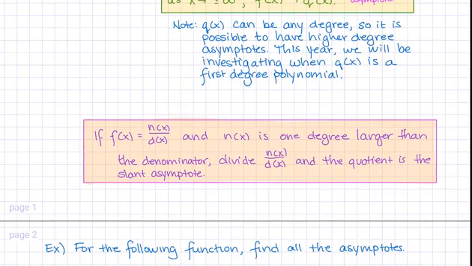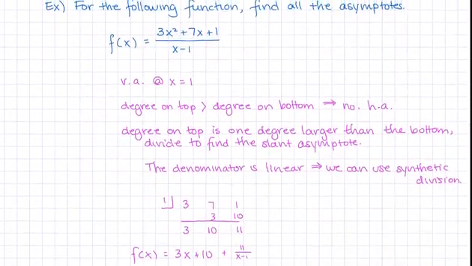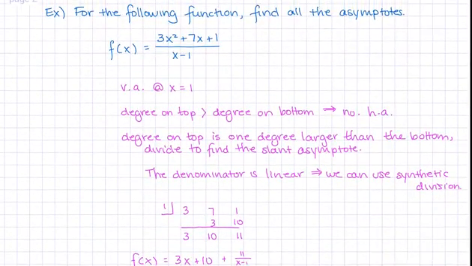So let's look at an example of that. All right, so we have this problem right here. For the following function, find all the asymptotes. So we have this. Now we know that the vertical asymptote is going to be where the denominator equals 0. We can easily look at that and see x equals 1 makes the denominator equal 0. There's our vertical asymptote. So that was easy.